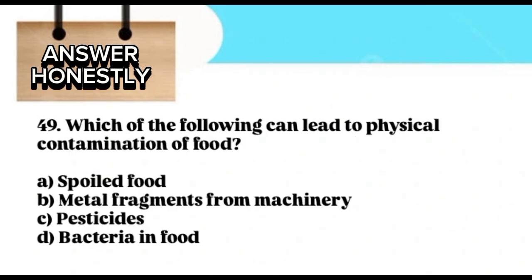Which of the following can lead to physical contamination of food? A. Spoiled food. B. Metal fragments from machinery. C. Pesticides. Or D. Bacteria in food.